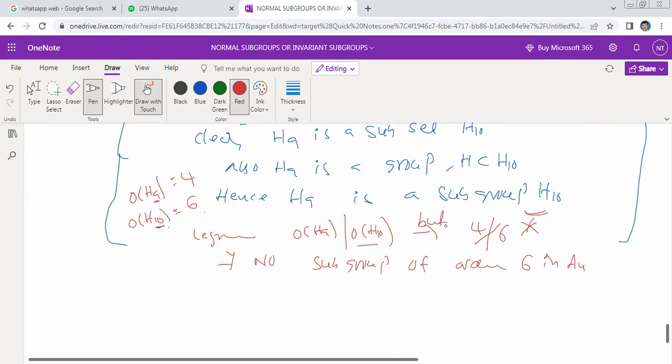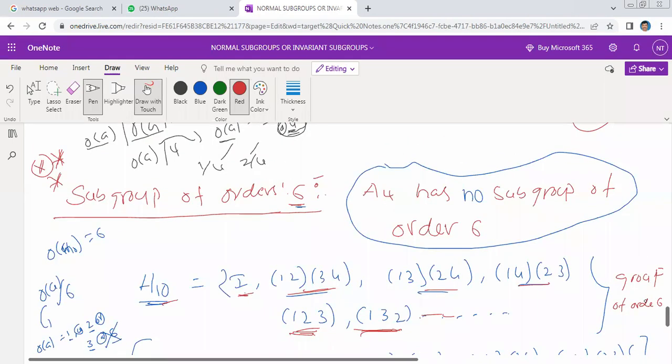ఈ కండిషన్ ఫెయిల్ అవుతుంది. లెగ్రాంజ్ థియరం ప్రకారము H is a subgroup of a finite group G, then order of H divides order of G కావాలి. లెగ్రాంజ్ థియరం ఫెయిల్ అవుతుంది. కాబట్టి దీంట్లో 6 ఎలిమెంట్స్ ఉండే సబ్ గ్రూప్ ఎగ్జిస్ట్ కాదు. అందుకోసమే స్టాండర్డ్ టెక్స్ట్ బుక్లలో జస్ట్ ఈ సెంటెన్స్ రాస్తాడు, A4 has no subgroup of order 6.